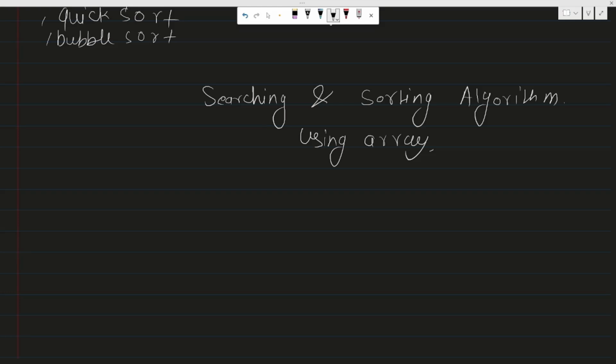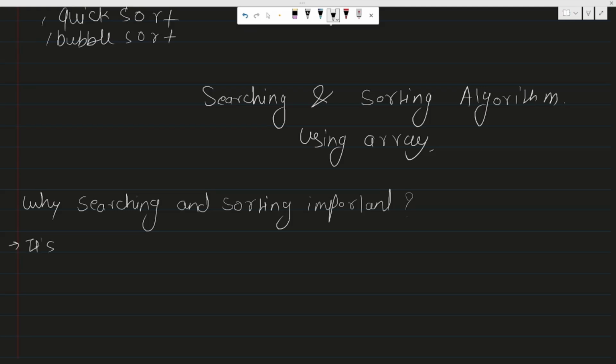The first question is, why are searching and sorting important? Searching and sorting are essential algorithms that are used in almost every software, every software that you are using.